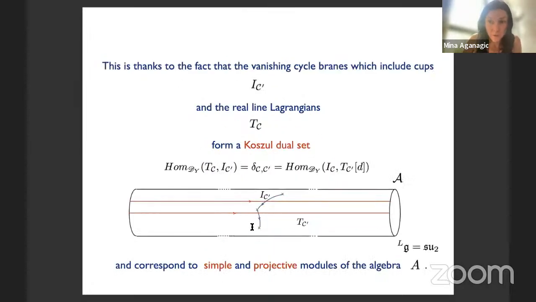The fact that no further work is needed, once you know the complex, is thanks to the fact that the vanishing cycle branes that you need for that, which include the caps, and the real line Lagrangians, the T branes, form a Koszul dual set. They correspond to, respectively, the simple and projective modules of the algebra A.